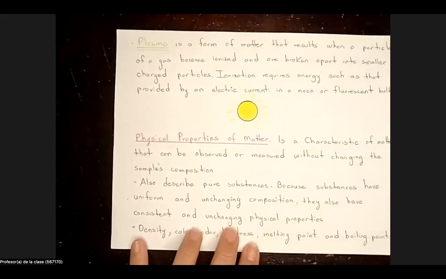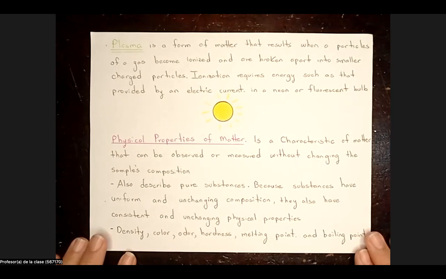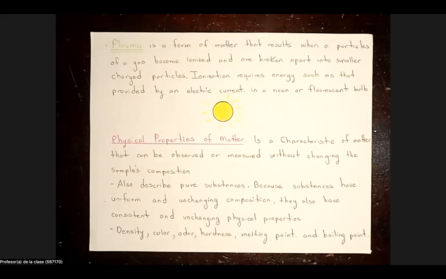And the last state of matter that we're going to talk about is plasma. Plasma is a form of matter that results when particles of a gas become ionized and are broken apart into smaller charged particles. Ionization requires energy, such as that provided by an electric current in a neon or fluorescent bulb, for example. And the biggest example of plasma, of course, is our sun.